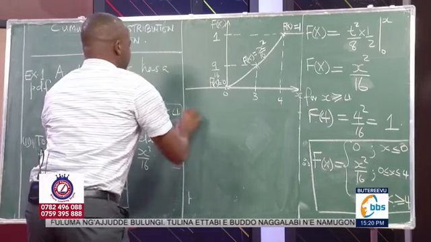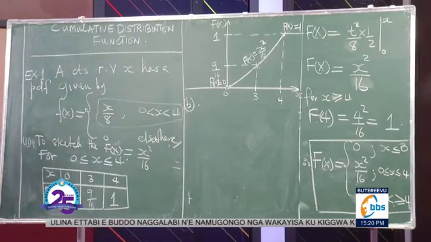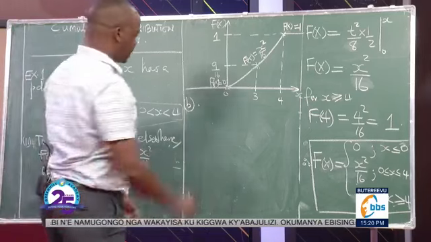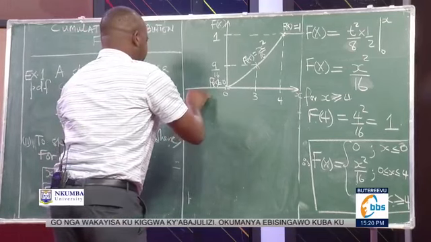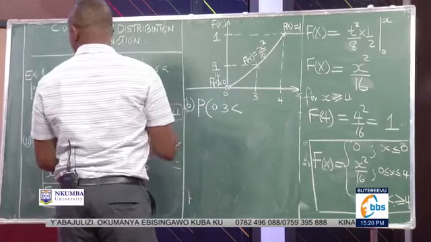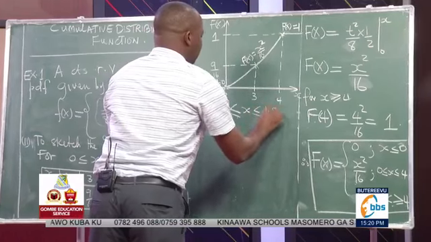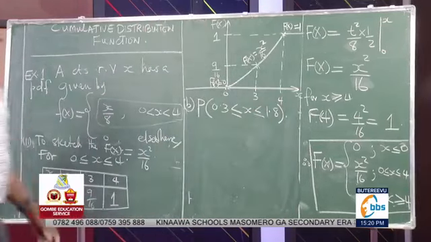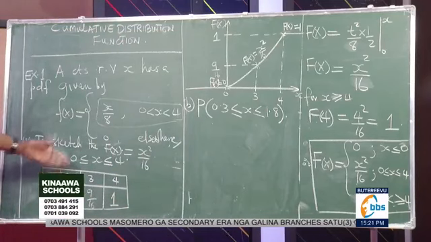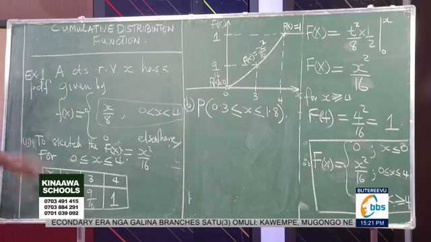That was part A. The question is ongoing. Remember, I left this question last time, and it is a very good example to start with. They want us to find the probability for part B that 0.3 is less or equal to x less or equal to 1.8. There is a condition here, but I want to give a minute for you to capture the sketching bit.